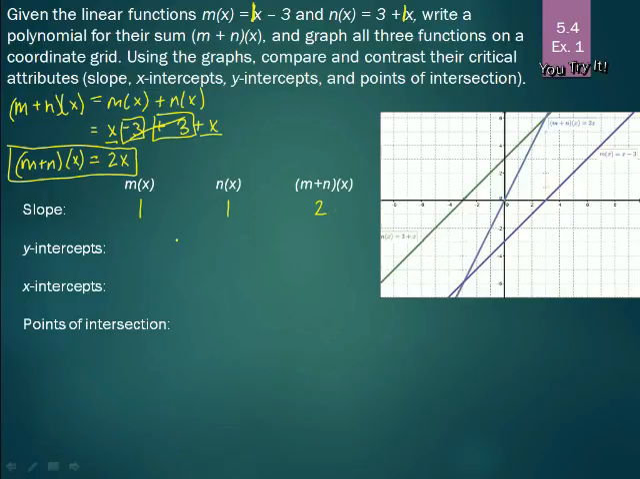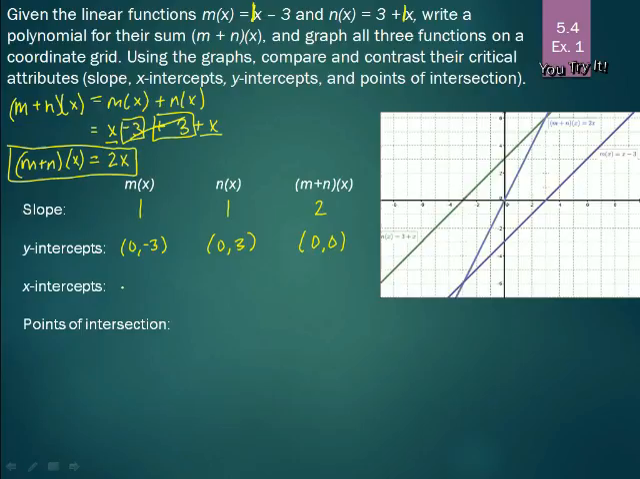And then for the y-intercepts, we also saw those from the equations: for m of x it was 0, negative 3, for n of x, 0, 3, and for m plus n of x, from the equation we see it should be 0, 0. From the graph we see it should be 0, 0. And so it is, and that makes sense because the two other functions should add, so negative 3 plus 3 does equal 0. So that works.